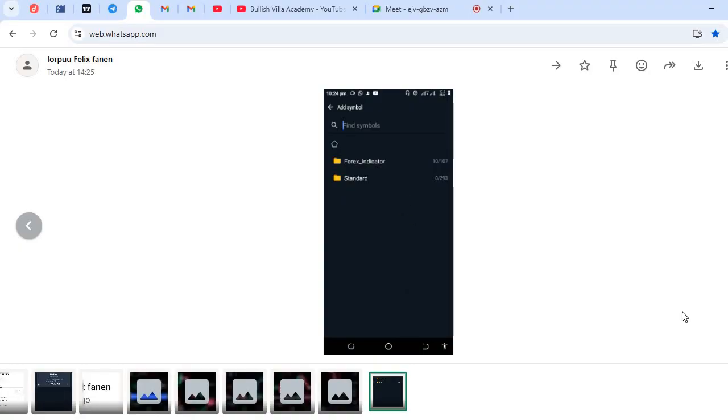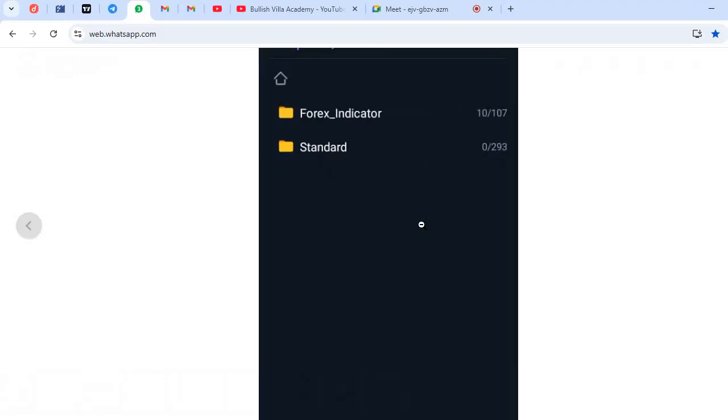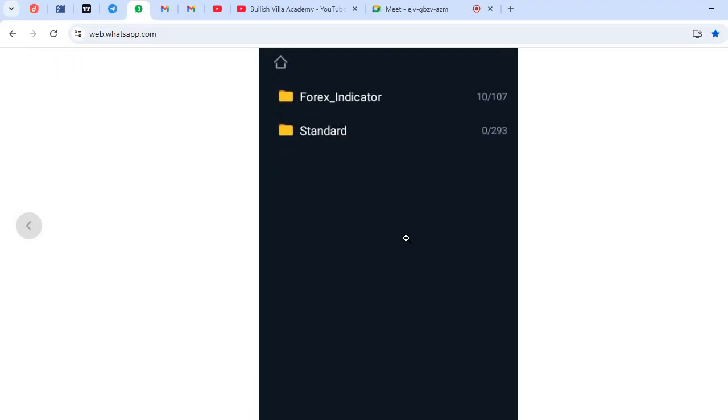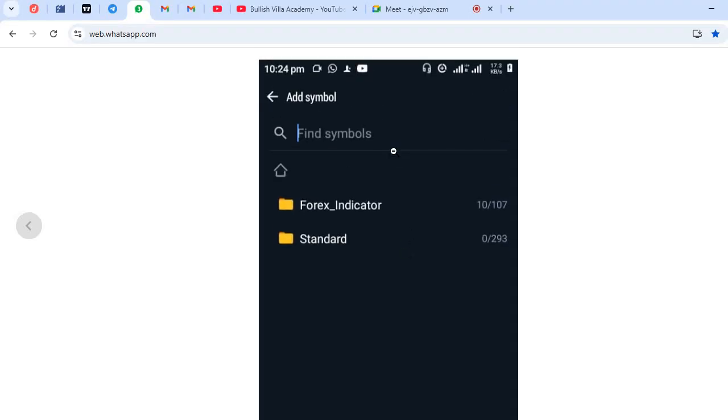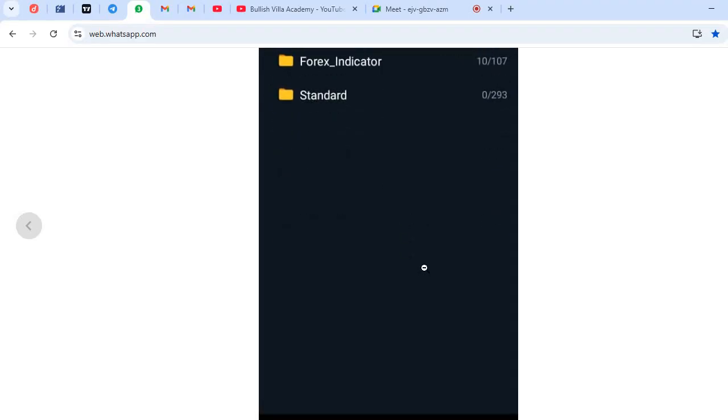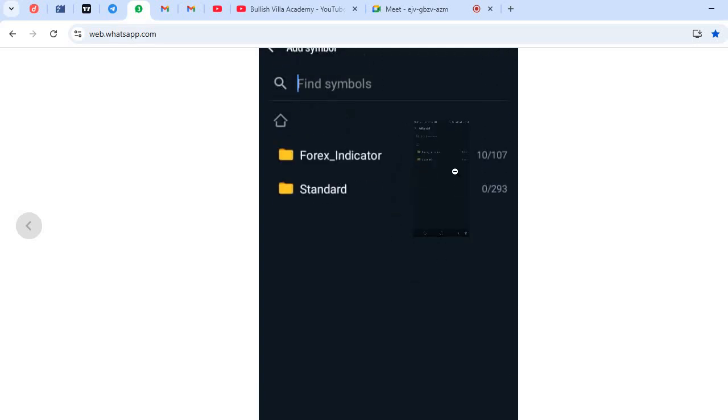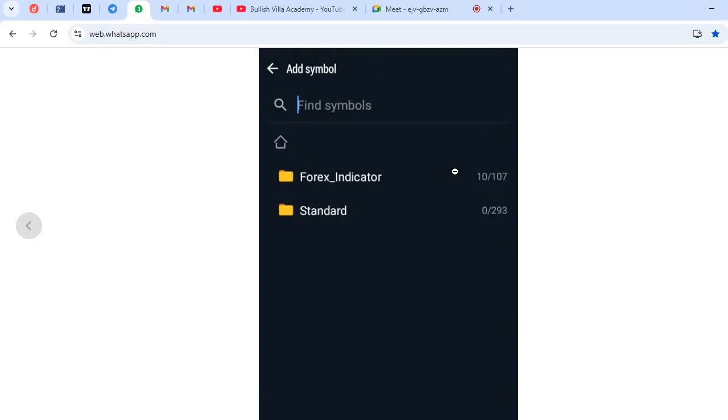Okay, look at what I have on my screen now. Where you're seeing these symbols coming up, that's where you click on. Then you can type whatever currency pair you want to appear. Can we all see it?